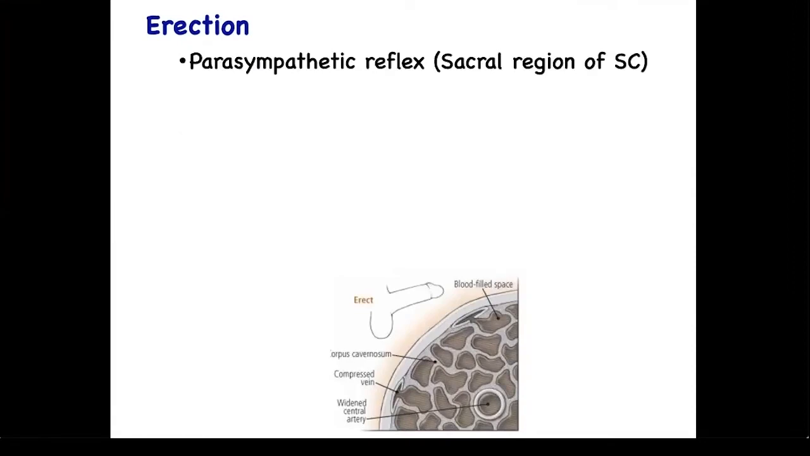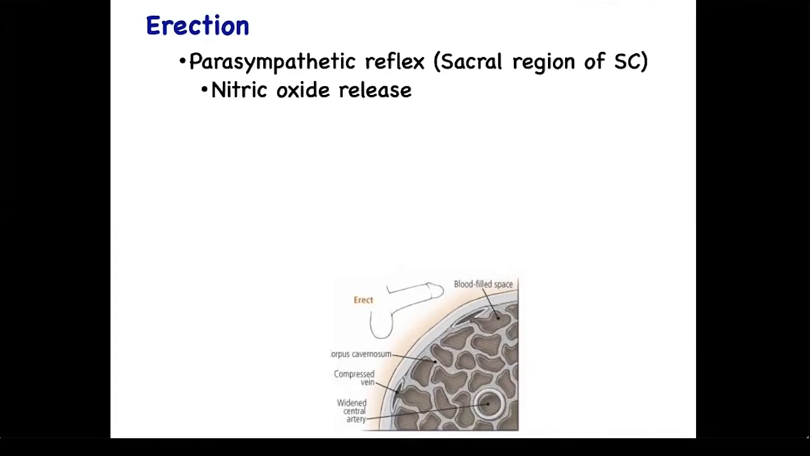Erection involves a parasympathetic reflex within the sacral region of the spinal cord. Afferent pathways carry sensory information to the sacral region. Efferent pathways, consisting of parasympathetic fibers, carry information to the effectors. The effectors are the smooth muscles in the arteries and arterioles feeding the erectile tissue, as well as the smooth muscles located within the trabeculae vascular sinuses.